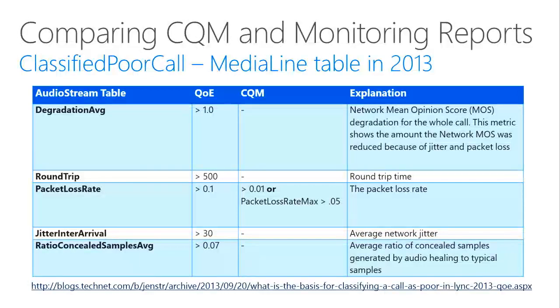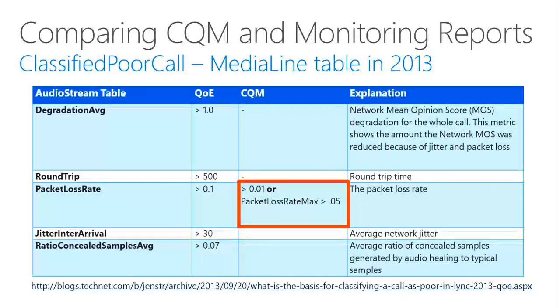But if you're troubleshooting a network problem and you're going to your network team and they're going, well, what are you basing this on? Well, I'm going, well, it's ratio concealed sample average, don't you know? Well, they don't know, right? So what we've done in CQM is we've made it dumb simple. All we look at is loss. And we found that loss is kind of the leading indicator of where you have a problem in your network.